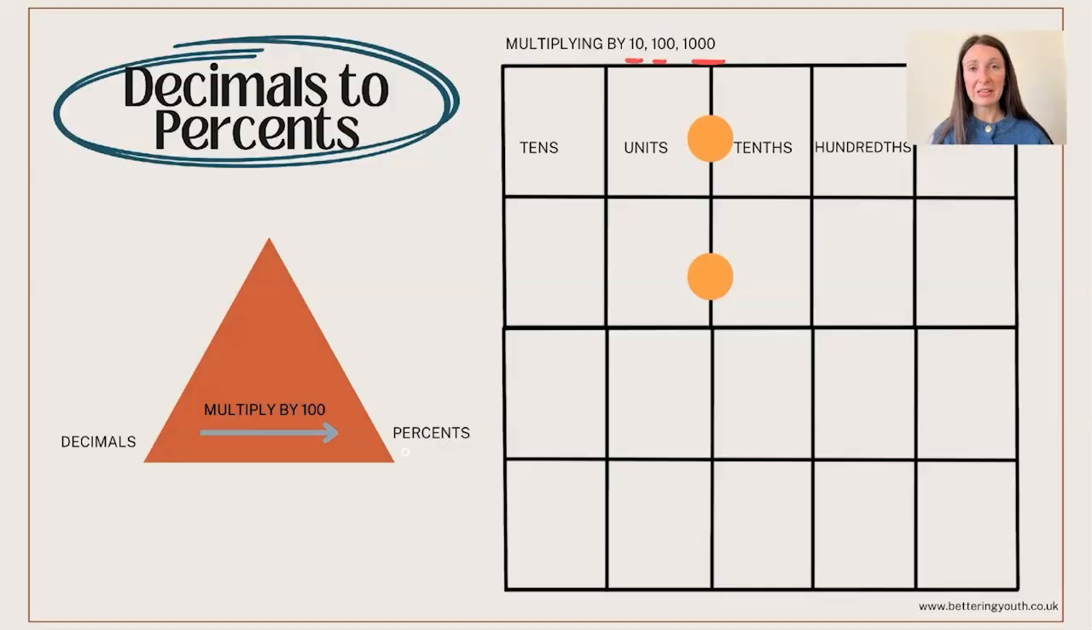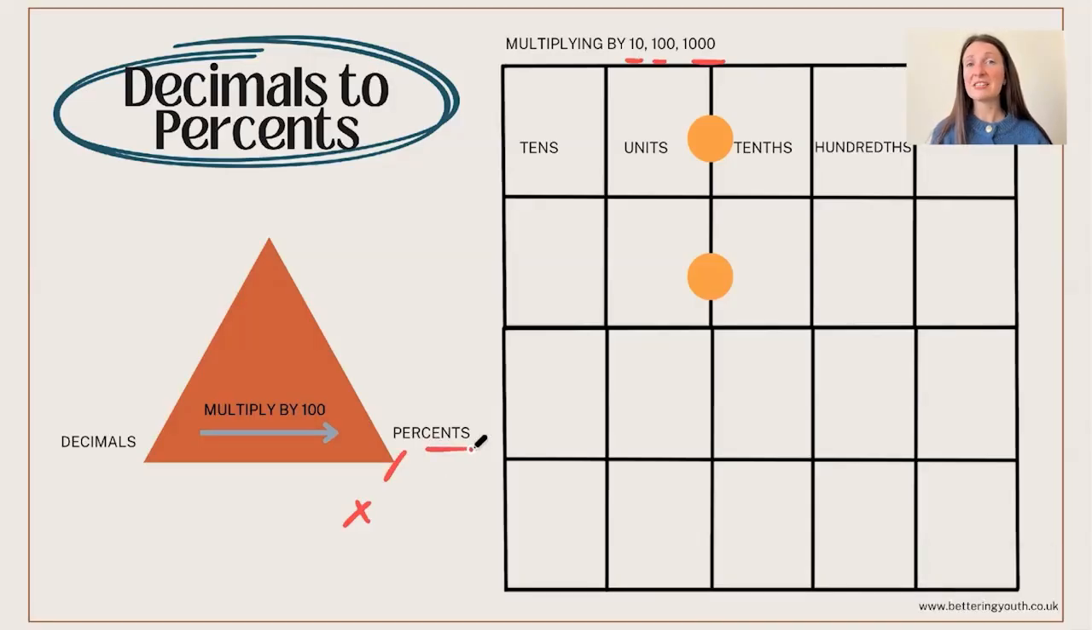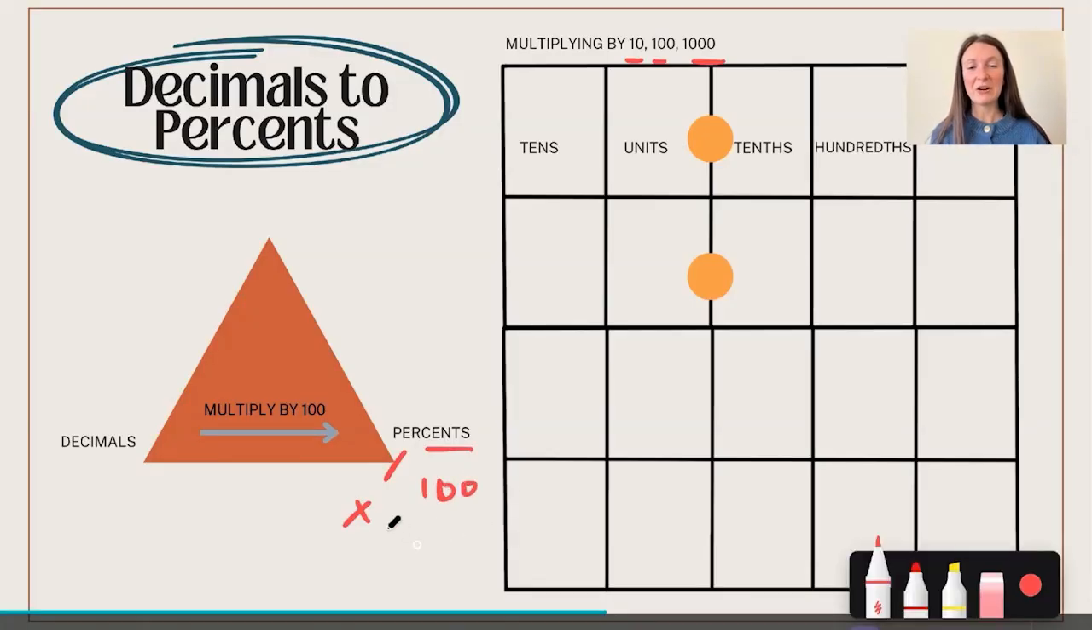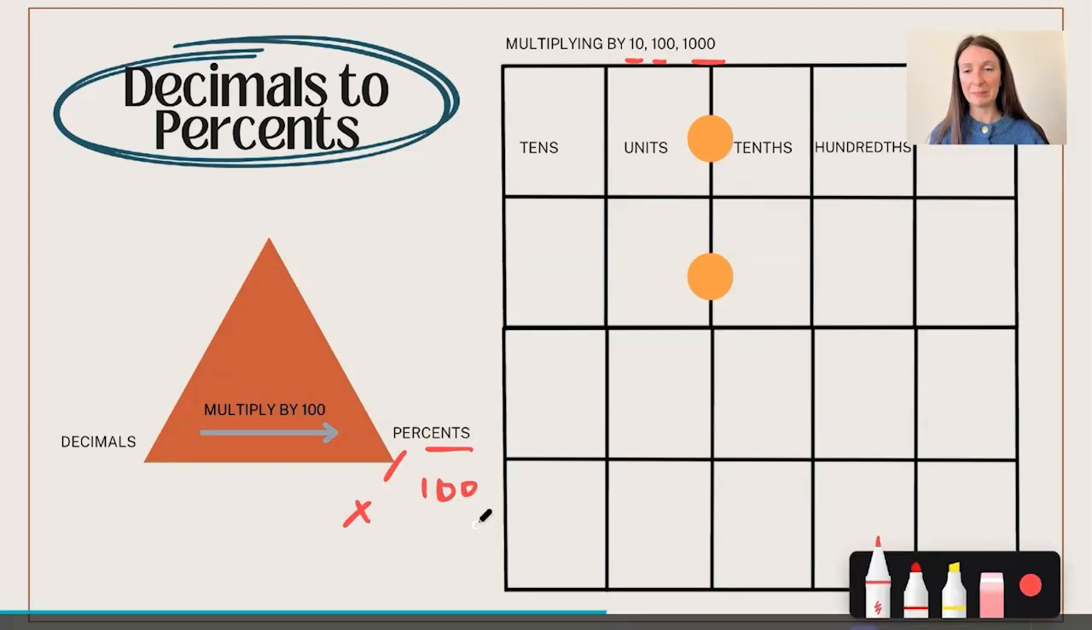Now, the word percent actually has 2 smaller words in it. Per means we're multiplying, and cent is the French version of the word hundred. That might sound familiar for some of our students who have practiced French in the past. So percent is per 100. So that means that we are moving our decimal by 100.